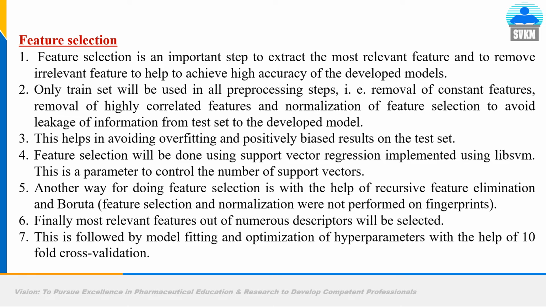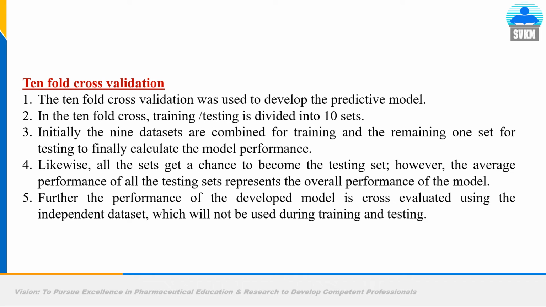10-fold cross validation is a type of validation of the machine learning model after training. So what is the meaning of 10-fold cross validation? It is used to develop the predictive model. In 10-fold cross validation, training and testing is divided into 10 sets. Whatever data you have, you will divide into 10 clusters. For example, you have 100 input molecules. You will make 10 groups, each of 10 inputs, that is 10 compounds.